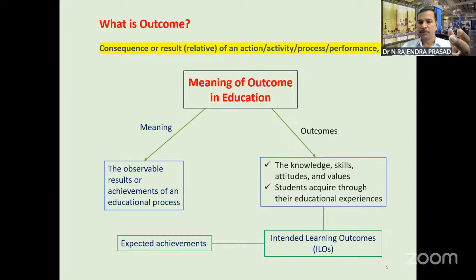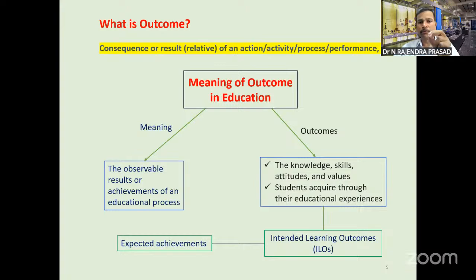Outcomes are in what forms? They are in the forms of knowledge, skills, attitudes, and values. How can you come to know all these things? Students have acquired all those things during their course of study, during their bachelor's degree or master's degree. They have acquired certain knowledge, attitude, skills, or moral values to become employable. And these acquired skills, acquired knowledge, or acquired values are nothing but the outcomes.